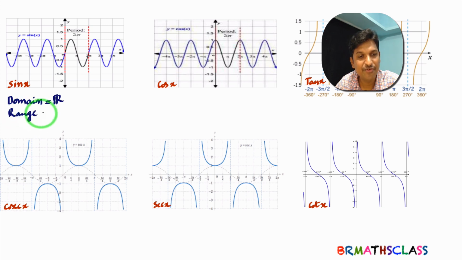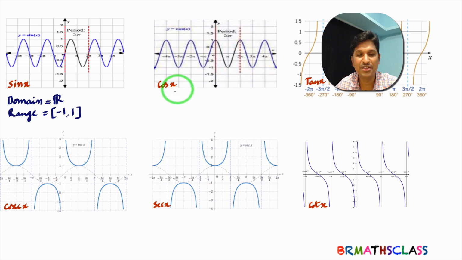Range of sine function. You can see the graph is in between -1 and +1 only. You can see the sin x values are always in between -1 and +1. You can observe the graph. The graph is in between -1 and +1. The range of this function is the closed interval [-1, 1].